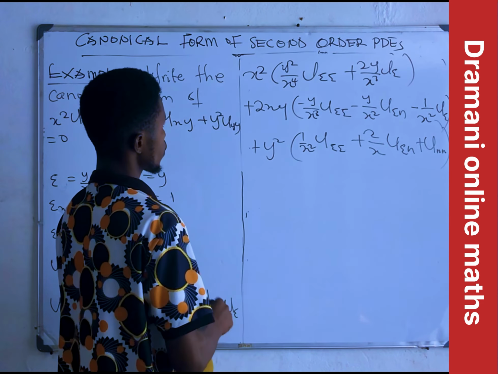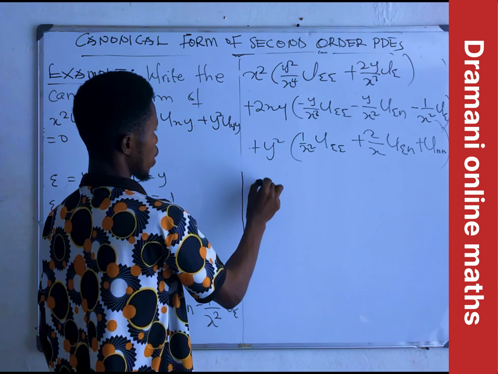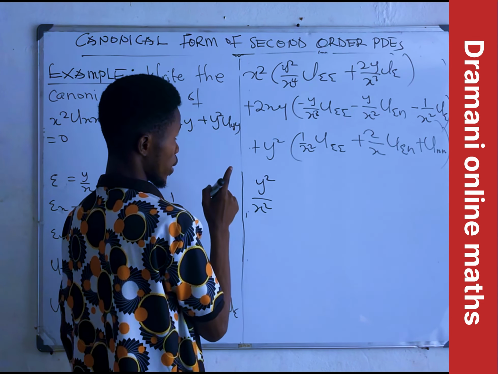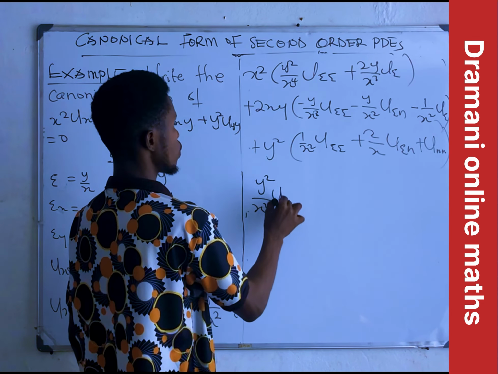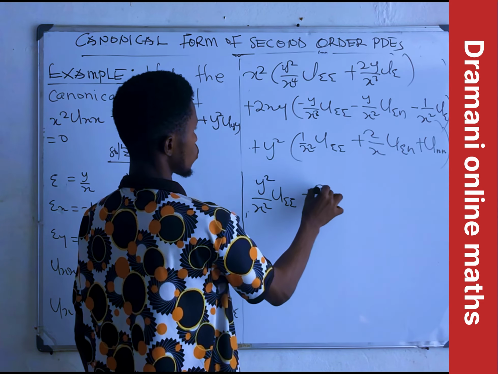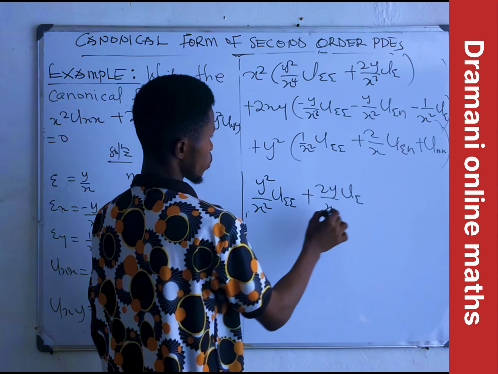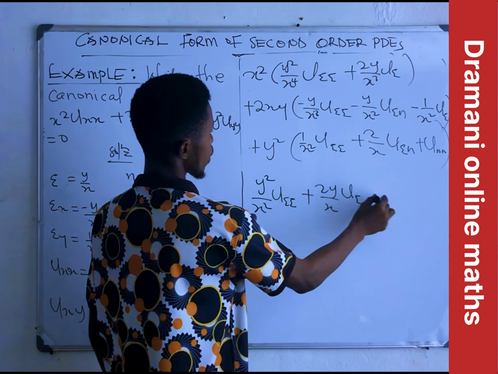So now let me open this bracket. If I multiply this by this, what happens? I'll have y squared over x squared. The square will take care of one of the x, two of the x. Okay. Even u xi plus 2y over x u xi. When you multiply this, that's what you get. Positive multiply negative becomes negative.